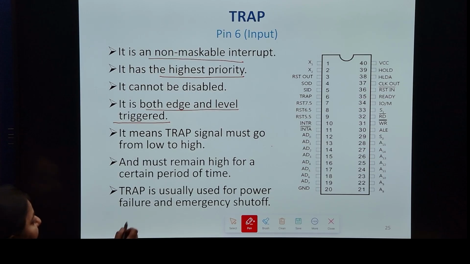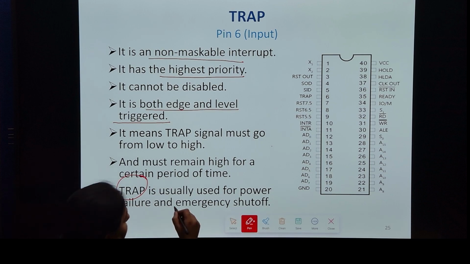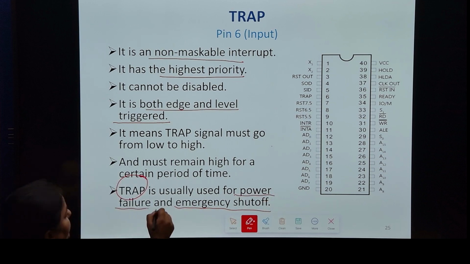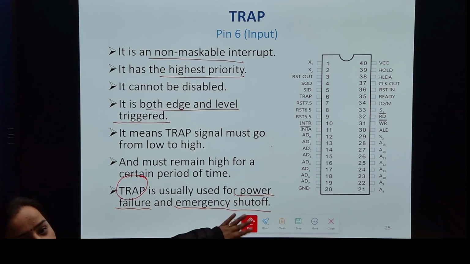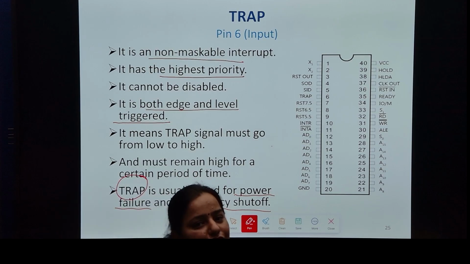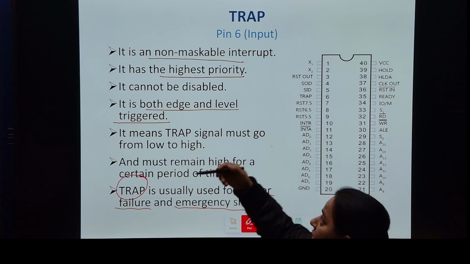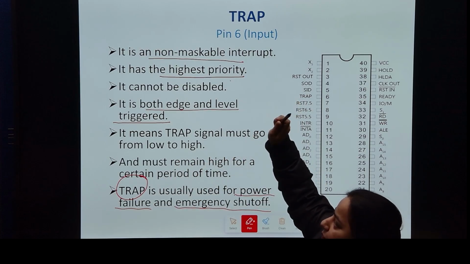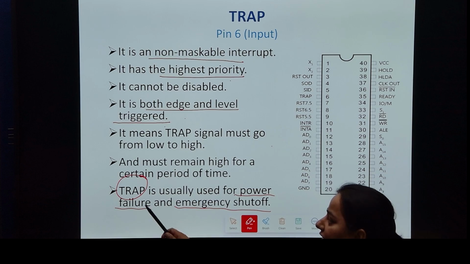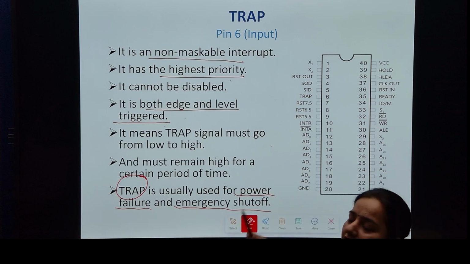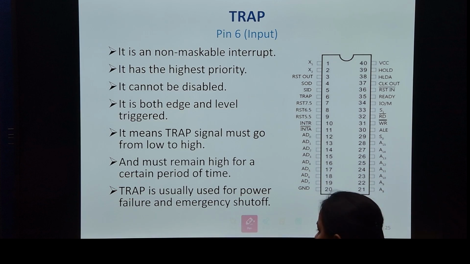Then the trap interrupt is used whenever we require an emergency shut off or for power failure. These are the cases in which we want the microprocessor to be interrupted, like power failure or emergency shut off. So based upon 4 categories of interrupt, we are categorizing the interrupts of the microprocessor. So trap is a non-maskable interrupt, with the highest priority, edge and level triggered, and it is used when there is a power failure or emergency shut off.